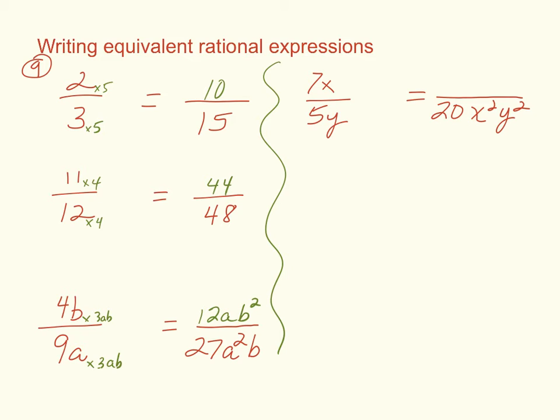Okay? Well, then we have 5y. 5y, to make it look like 20x squared y squared, must be multiplied by 4x squared y. So I'm going to multiply by 4x squared y in the numerator. So it gives us now 28x to the third y in the numerator. We are writing equivalent rational expressions.